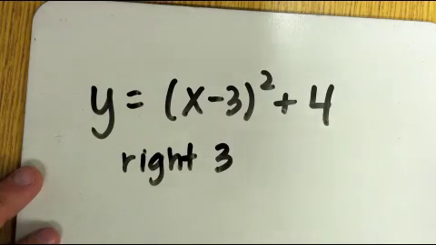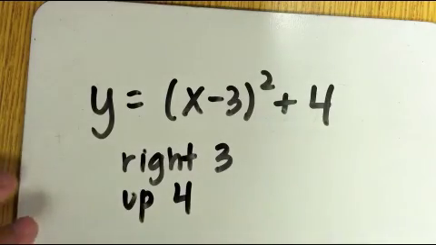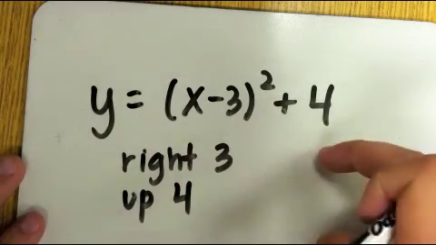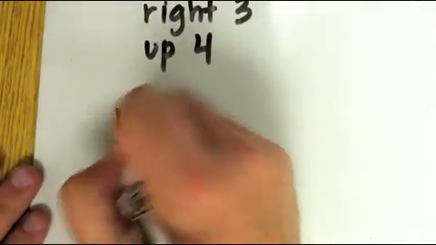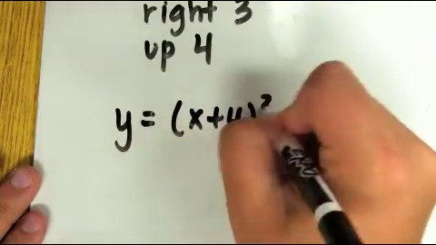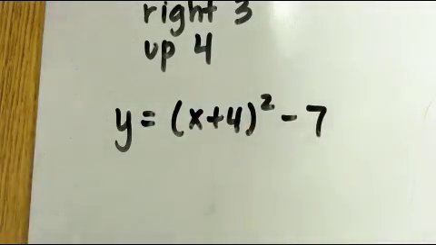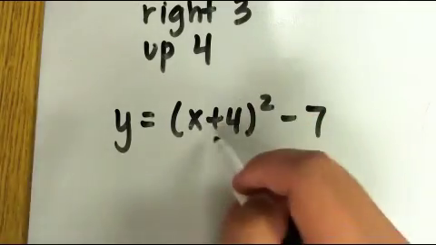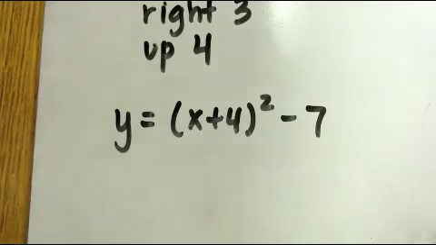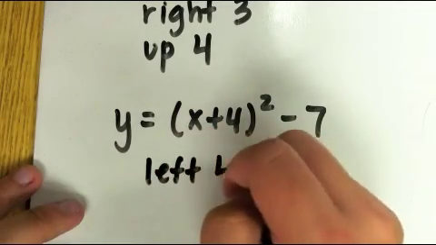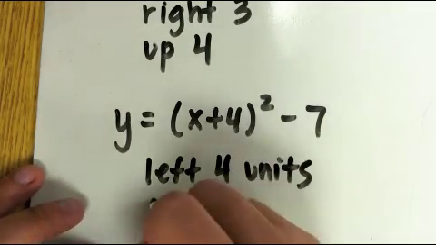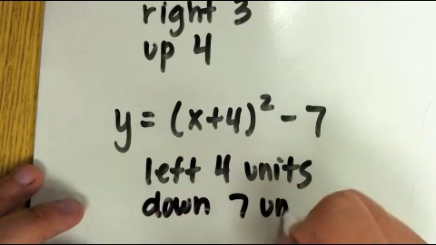And what does that 4 tell me I should do? Up 4. Okay? Remember, opposites for parentheses, and this one, it just stays the same. Okay, so if you have this, y equals (x plus 4) squared minus 7, what does this positive 4 tell me I should do? How am I going to be moving? Well, plus 4, you would think to the right. However, we should be thinking to the left. So this is left 4 units. And then what does this negative 7 mean to do? Down, that's right, down 7 units.